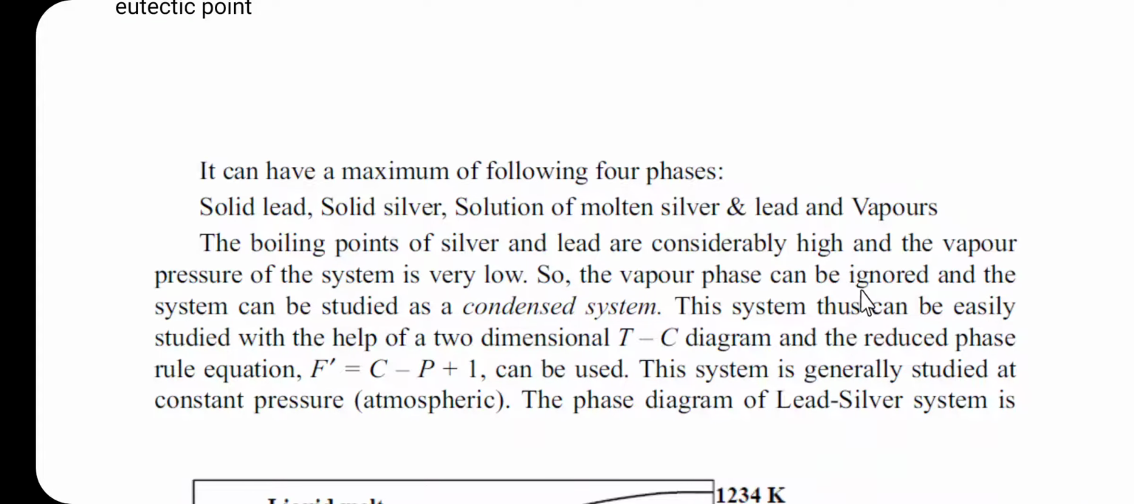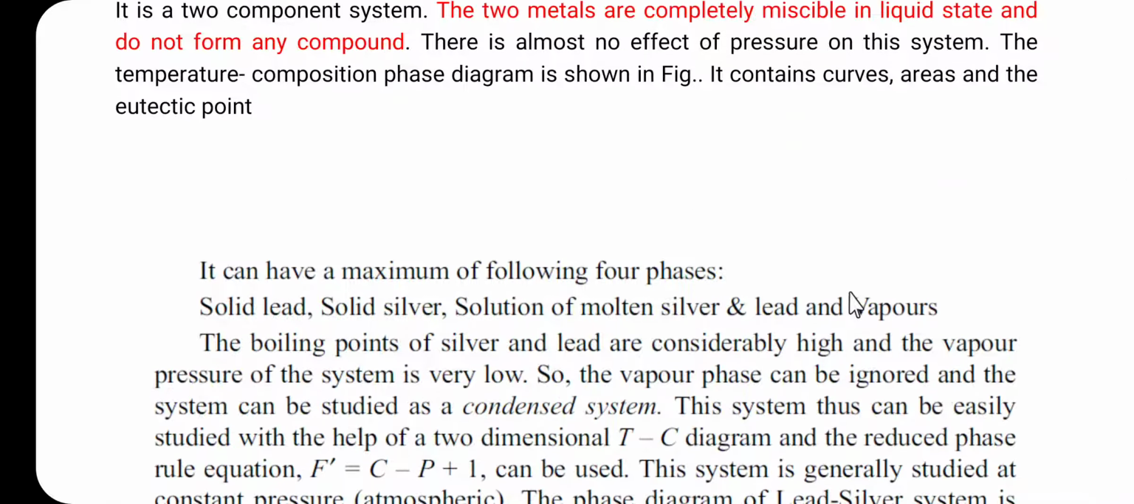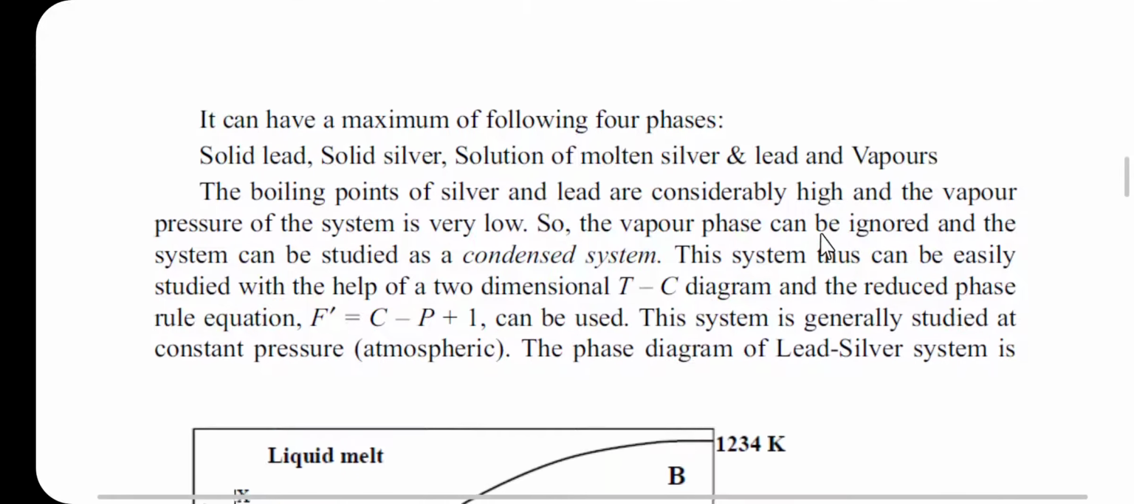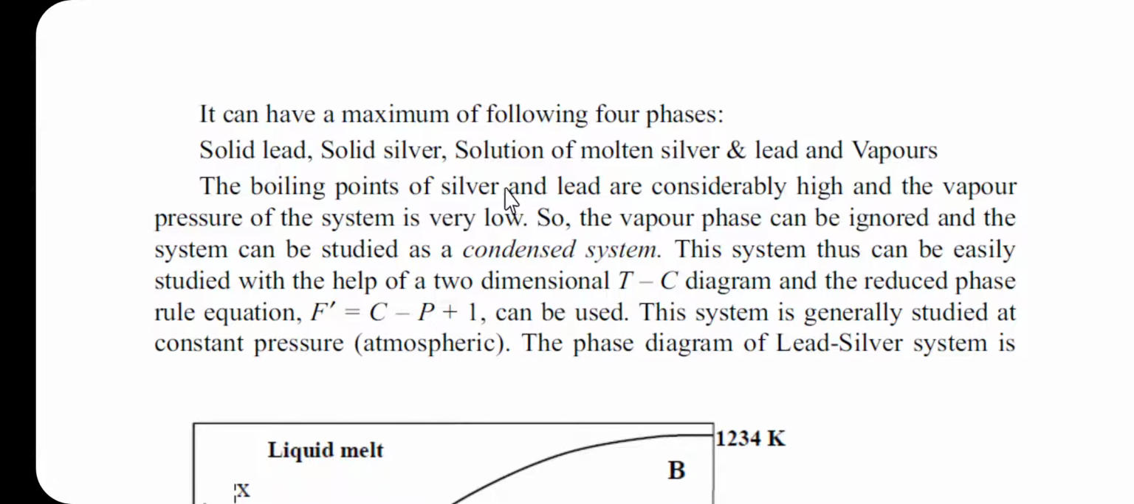So when we consider the lead silver system, it can have a maximum of 4 phases. The first phase is solid lead, the second one is solid silver, the third one is the solution of molten silver and lead, and the fourth one is the vapors. The boiling points of silver and lead are considerably high, and the vapor pressure of the system is very low. So the vapor phase can be ignored.